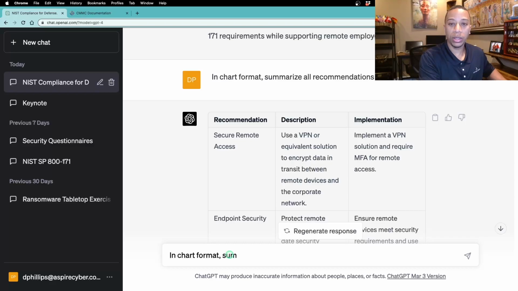If I can spell, summarize the project plan.